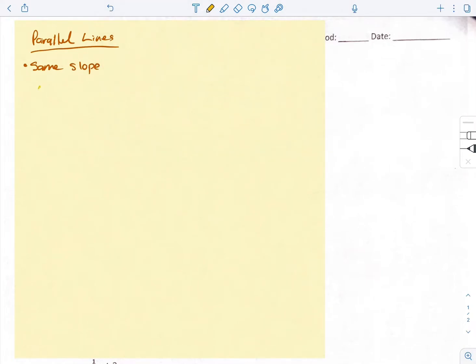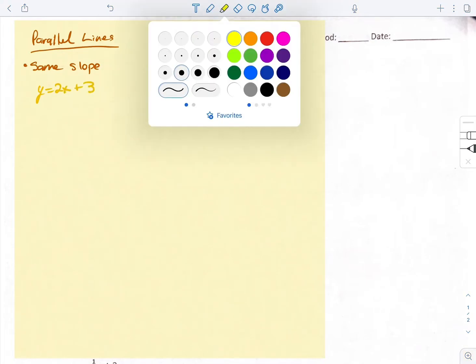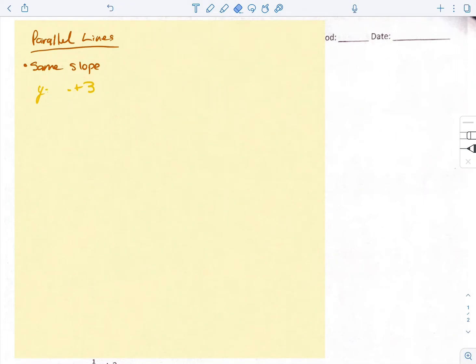So if I give you an example of y = 2x + 3, we know the slope of this line is 2, right? So the slope of any line that's parallel to this line would also need to be 2. So we would say the parallel slope is 2. All right, keeping that in mind, parallel lines have the same slope.